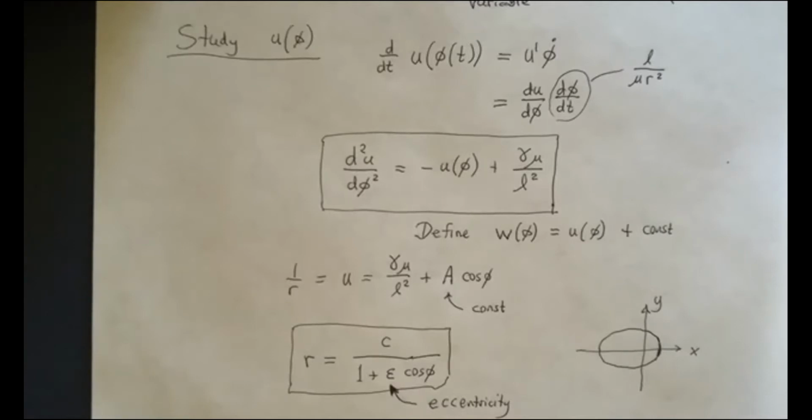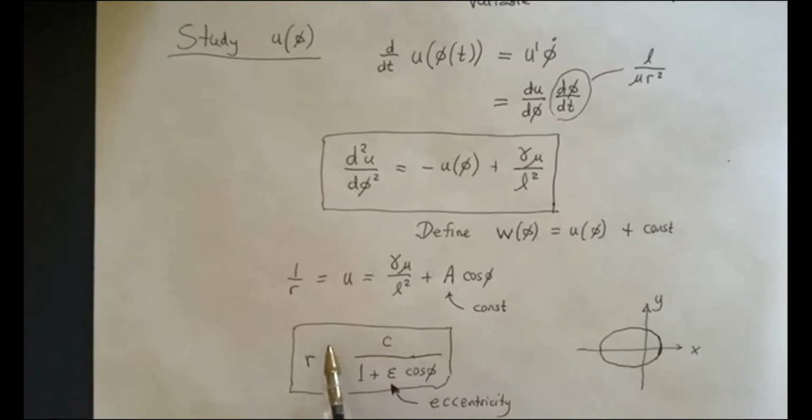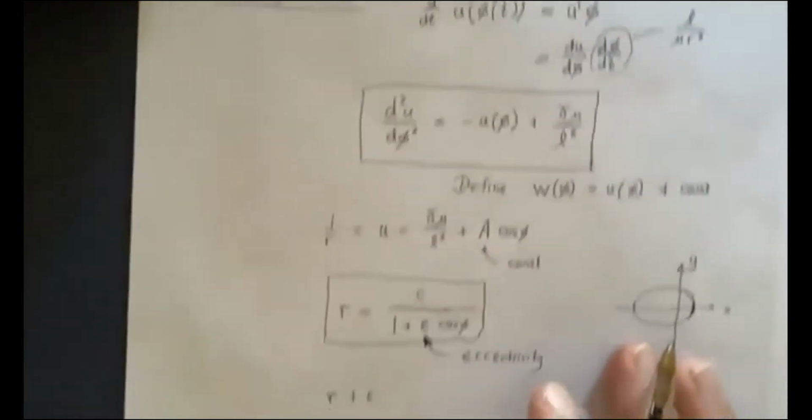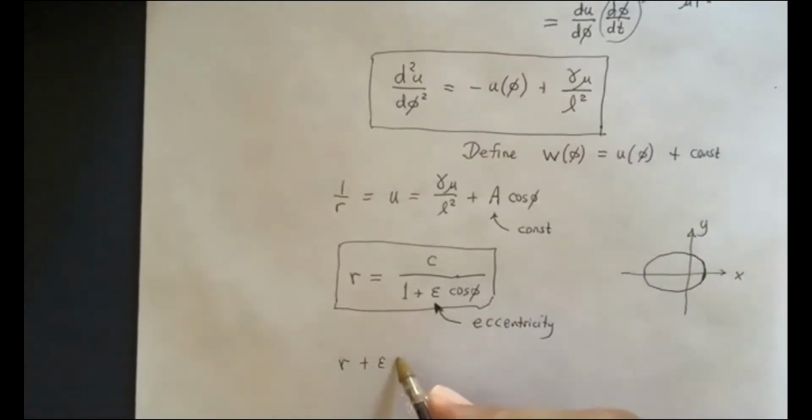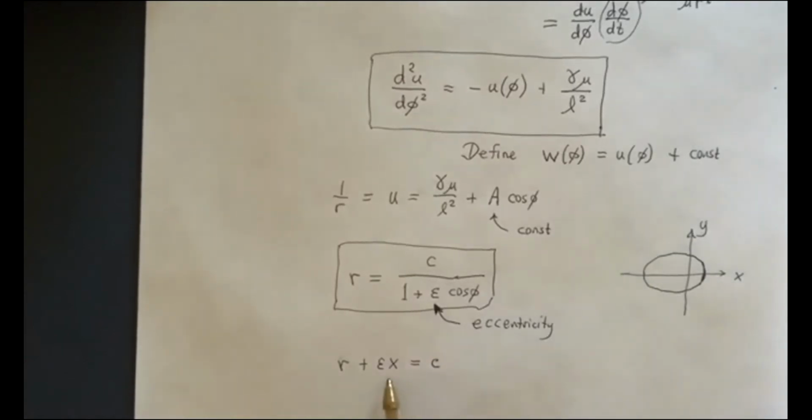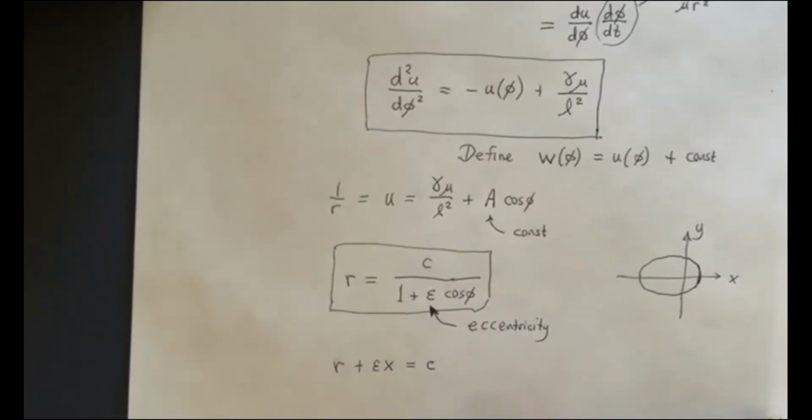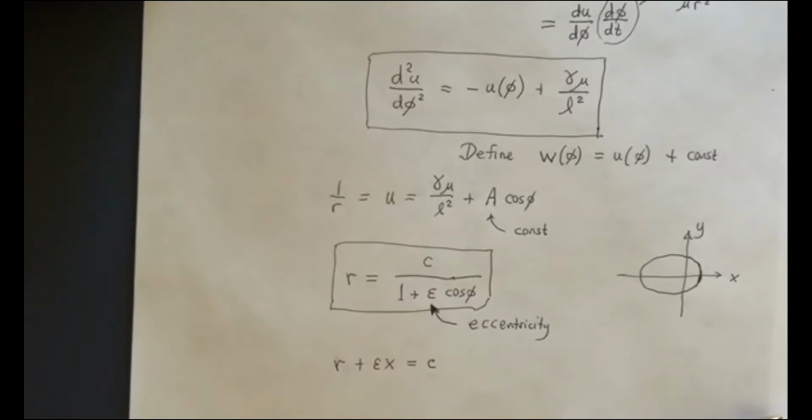So there are several things to be said here. Notice what happens if you multiply this denominator over to the left. 1 times r is just r. And then we have an epsilon, and r cosine phi is just x. So r plus epsilon x equals c. Again, this is a funny formula, but this is an equation that gives you an ellipse. So this is an ellipse in plane polar coordinates, r and phi. What we want to do is make a connection with the familiar.